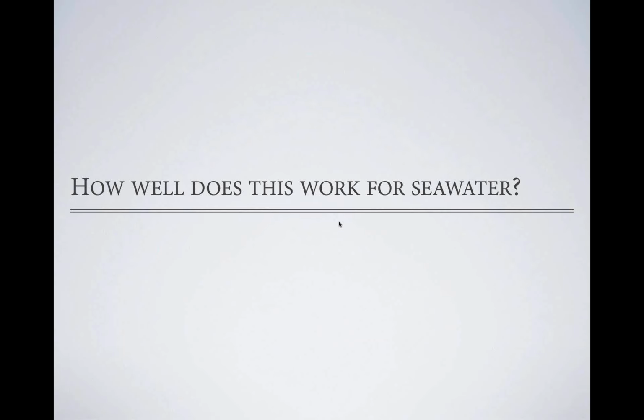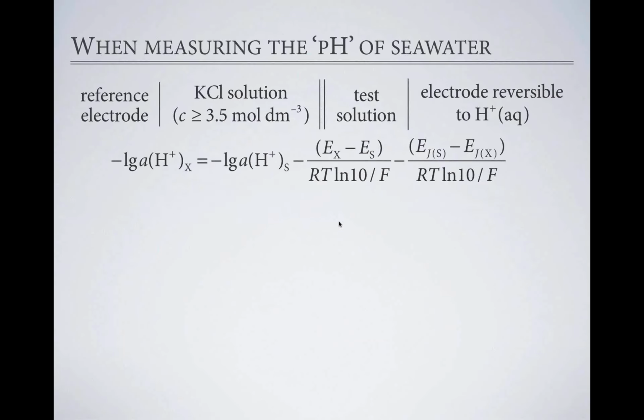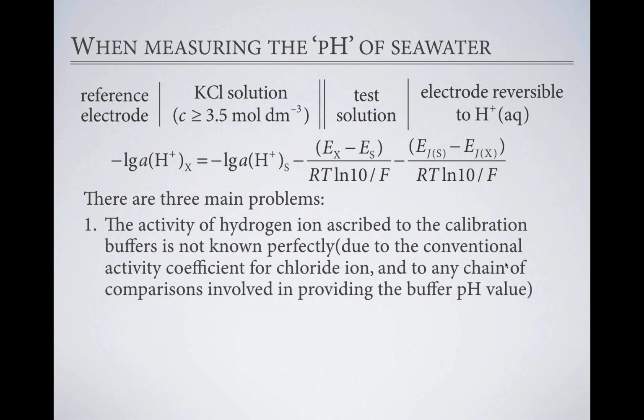Of course, how well does this work for seawater? Well, go back here to this expression, and we've got three main problems. First, the activity of hydrogen ion in those calibration buffers is not known perfectly because you've got that conventional activity coefficient for chloride ion. And realistically, if you buy a buffer, let's say from Fisher Scientific or some chemical company, almost certainly they didn't calibrate it using a Harned Cell. They calibrated it against a buffer that maybe had been calibrated using a Harned Cell. And there may be this whole chain of comparisons leading back to a value given by a national metrological agency like NIST. So there's an error in that term.